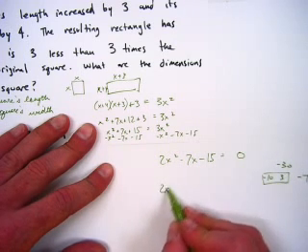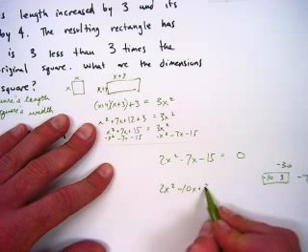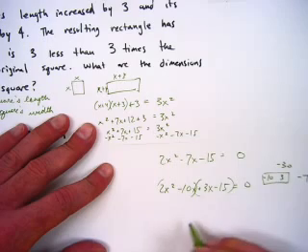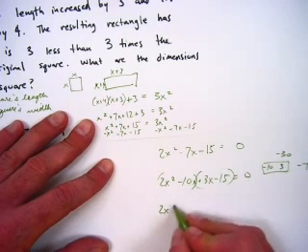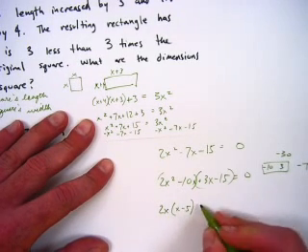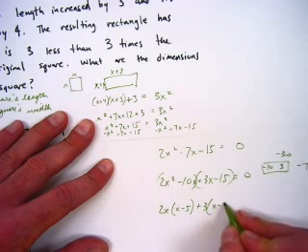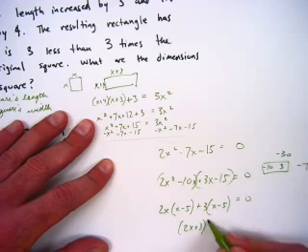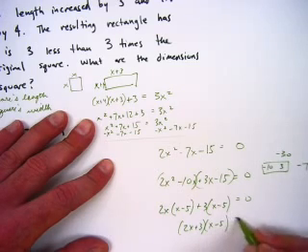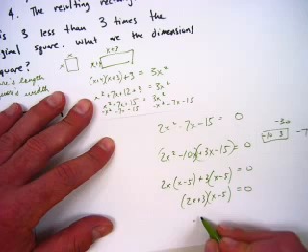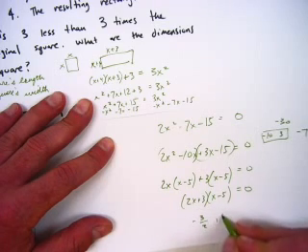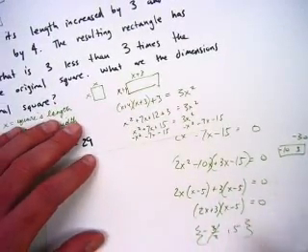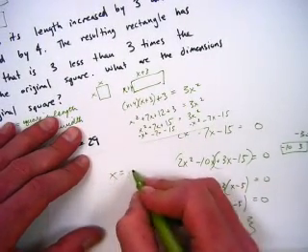So I get 2x squared minus 10x plus 3x minus 15 equals 0. I'm going to group like that. I pull out a 2x from here, I get x minus 5. I pull out a positive 3 from here, I get x minus 5. So I get 2x plus 3 quantity times quantity x minus 5. So my two possible answers are negative 3 halves and 5. Negative 3 halves you can't have for a length, so 5 is our only possibility. So x is going to equal 5.